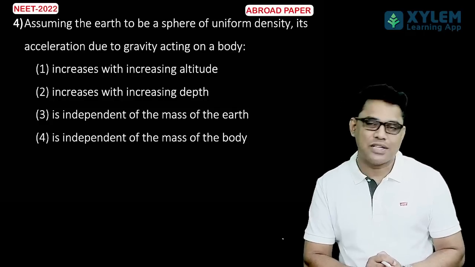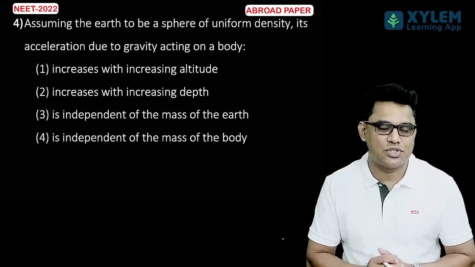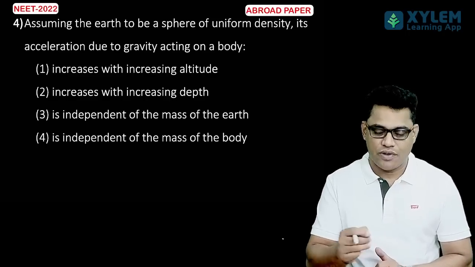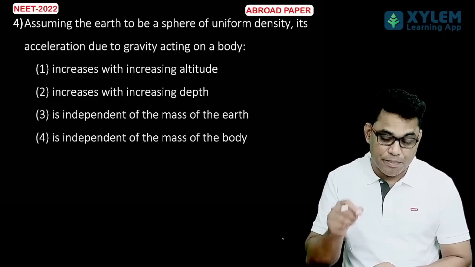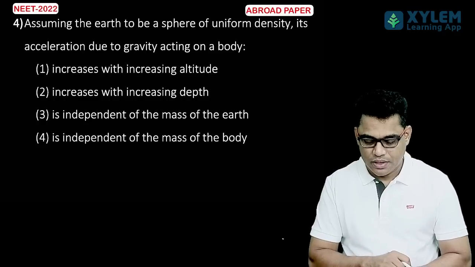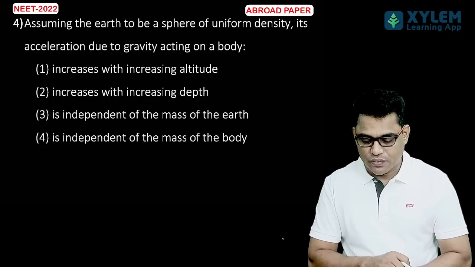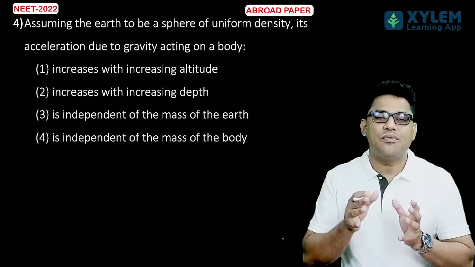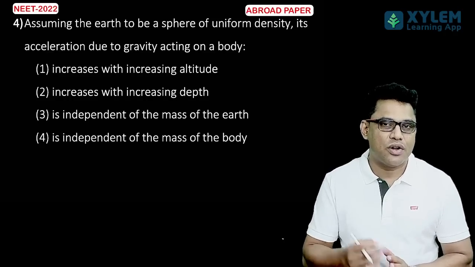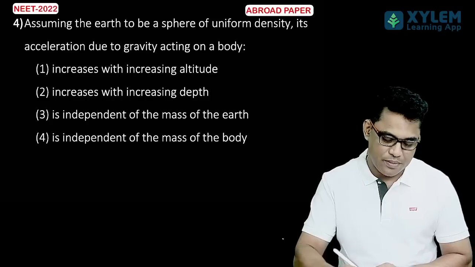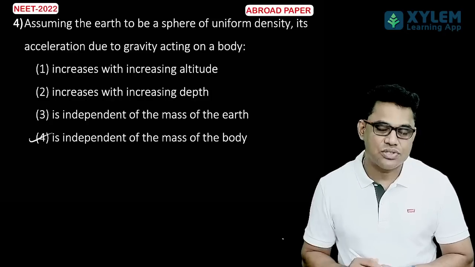Is independent of mass of the earth? No, it depends on the mass of the earth because the acceleration due to gravity on the surface of the earth is GM by R square. Therefore, it depends on the mass of the earth. Let us look at the fourth one. Is independent of mass of the body? Of course, the acceleration due to gravity does not depend on the mass of the falling body. Therefore, this is the right answer.